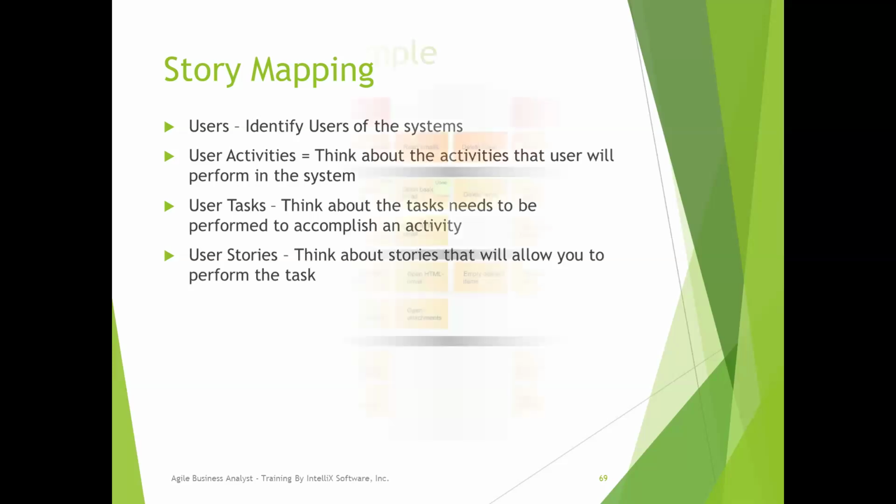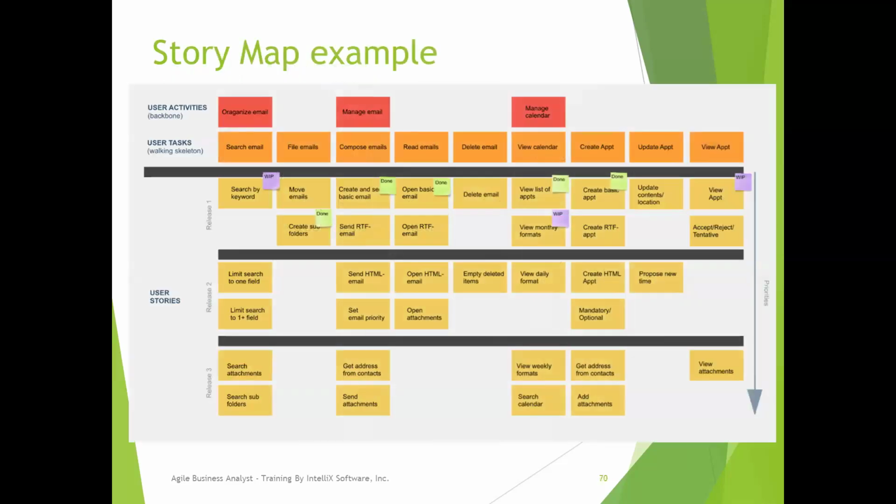So here is an example. Let's say I want to manage my overall Outlook system. Let's say I'm trying to build a system that enables people to manage their mail and manage their calendar. What will it look like? When you think about managing my email, the key activity the user is going to do is organize the email. They're going to manage that, and then they're going to manage the calendar.